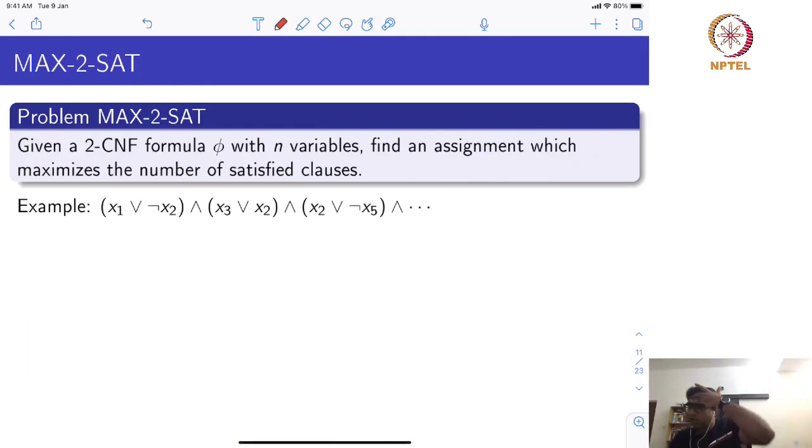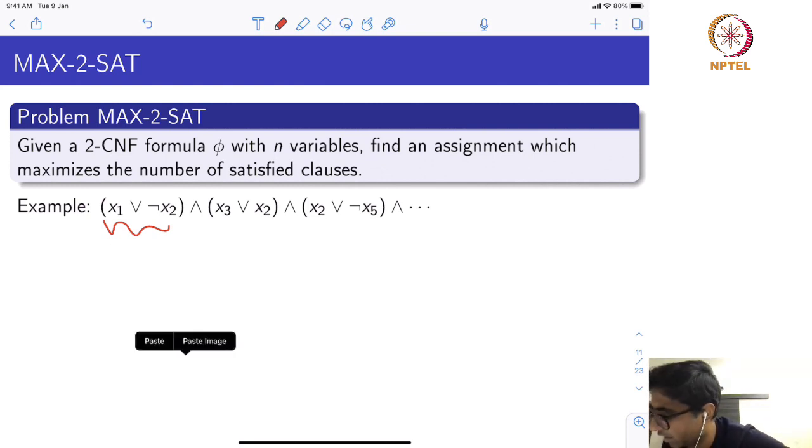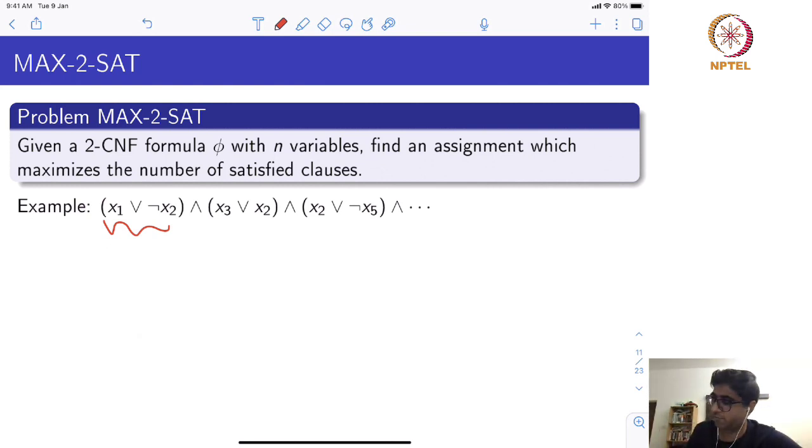Okay. So the problem we are interested in is the following. You are given a 2 CNF formula with n variables, and we want to find an assignment which maximizes the number of satisfied clauses. Remember, it's a 2 SAT formula in the sense that you have n variables, and each clause consists of just 2 variables, x1 or x2, x3 or x2, x2 or not x5, and so on and so forth.